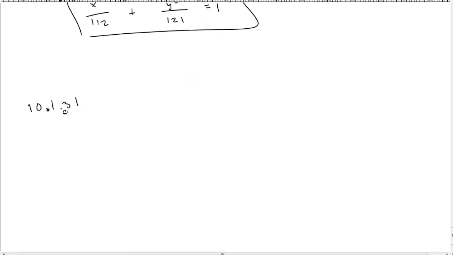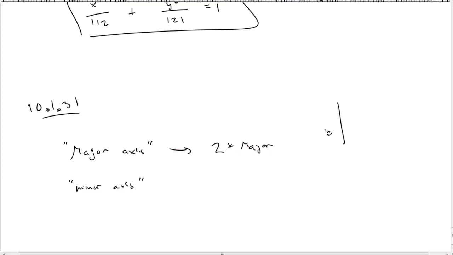10.1.31. So I don't like when they do this, but it will happen rarely. They talk about the major axis and the minor axis. Now, when they use the word axis with it, what they're really trying to say is 2 times your major. So say we had this, your major axis is this entire business here. But what I'm saying is that my major is just that distance individually. And the same thing with this one. This is 2 times your minor.